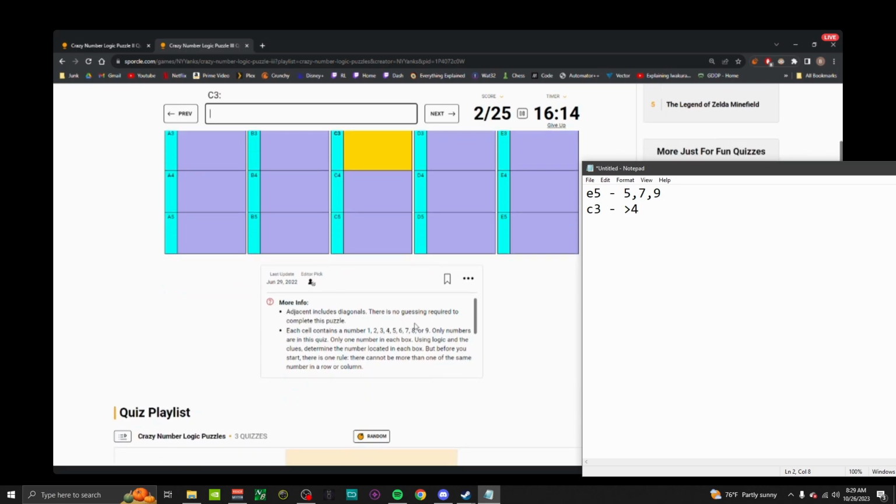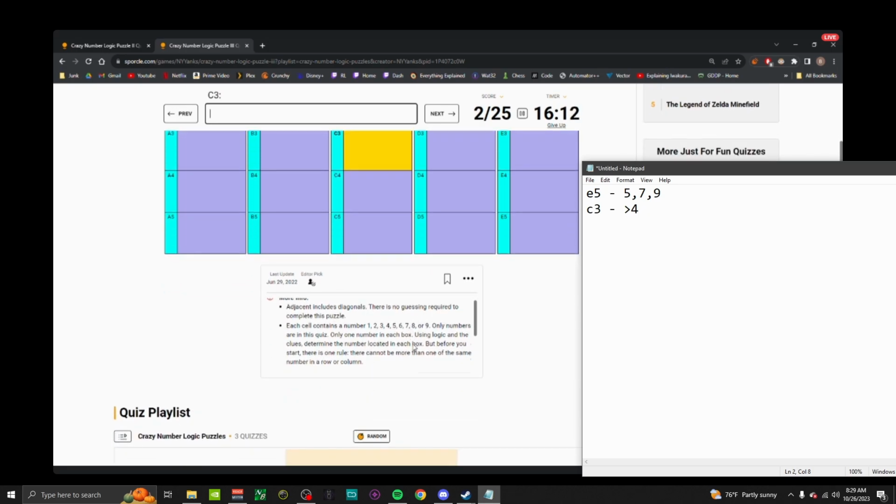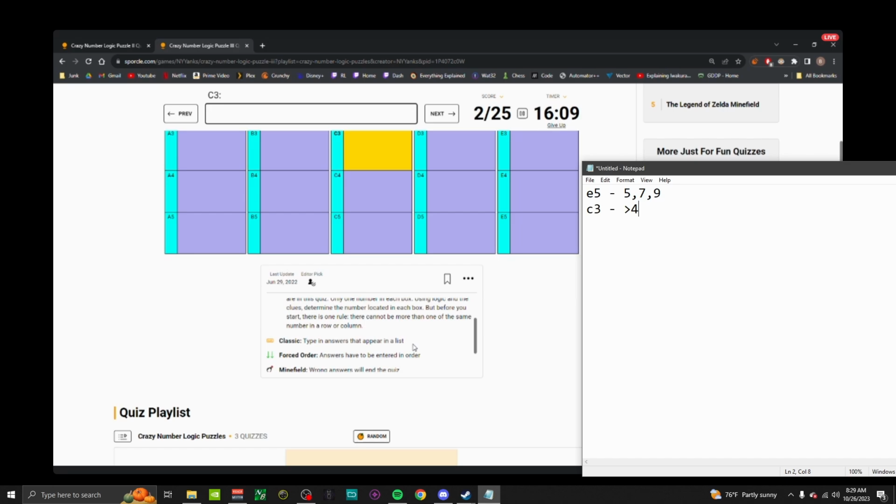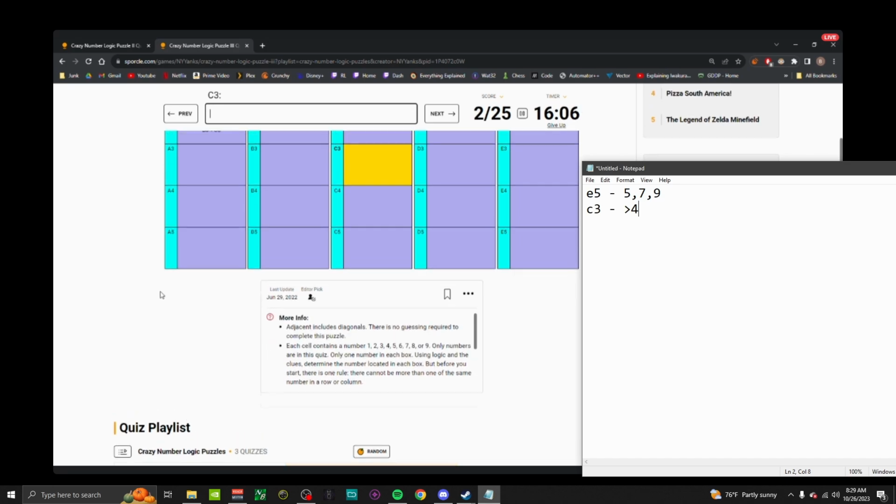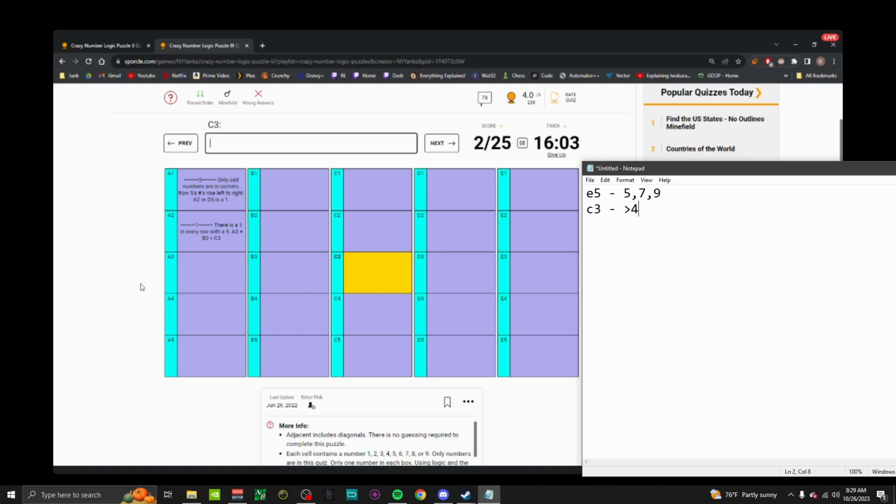Okay, let me make sure the rules are the same. I would assume they are. So is C3 greater than 4, or greater than 3? We still have Sudoku rules. It's greater than 3. It has to be 4 or higher, because it can't be equal to them. So even if it was 2 plus 1, it has to be bigger than it. So you were right the first time. It's greater than 3.